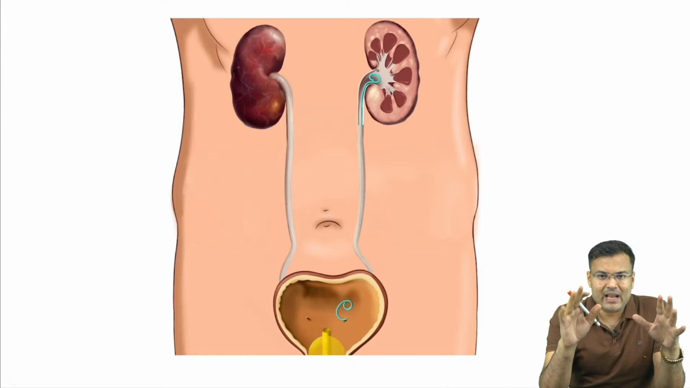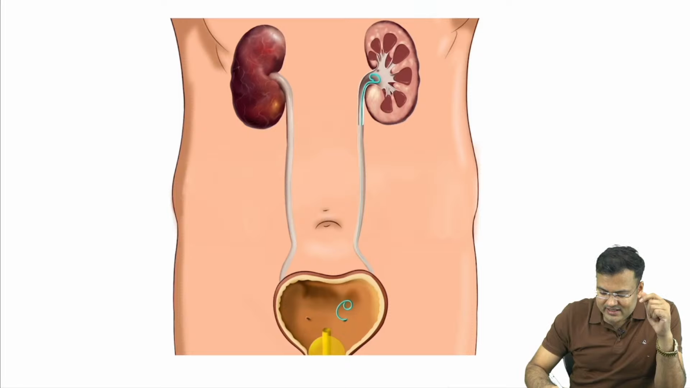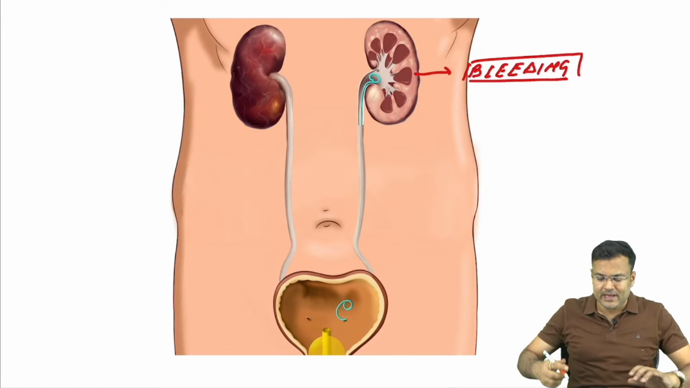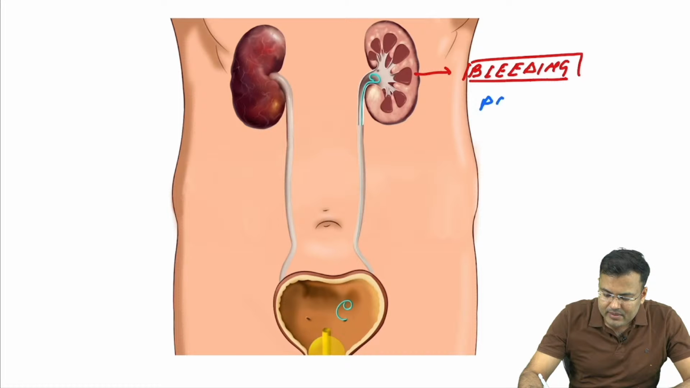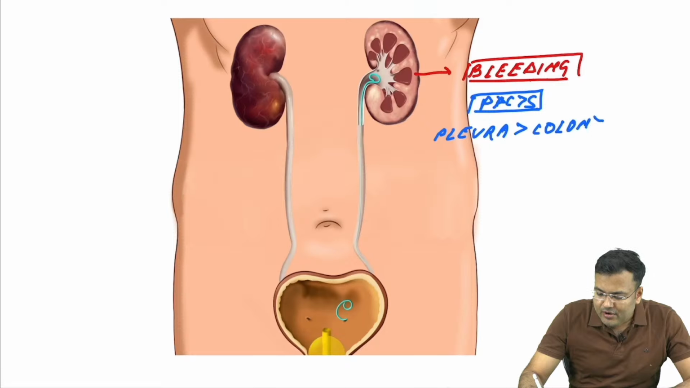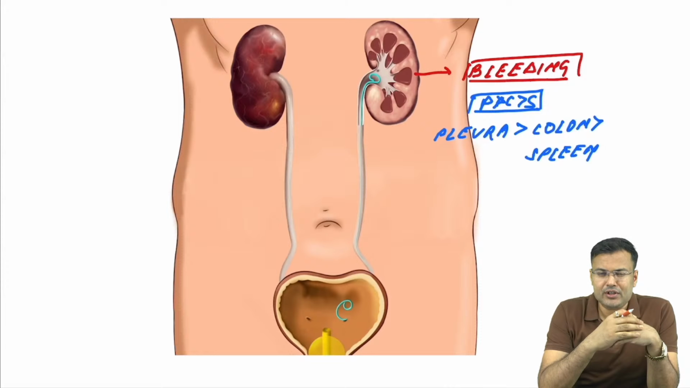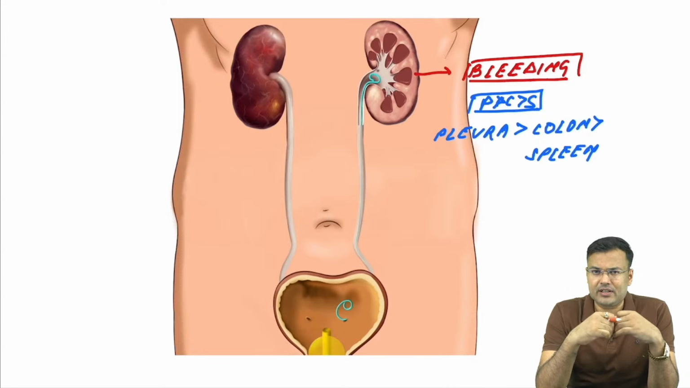Kidney is a relatively hypervascular organ. So since the kidney is a relatively hypervascular organ, the most common complication is bleeding. After that, see the relation with kidney. There is pleura, colon, spleen. So most commonly injured organ, how to remember? Mnemonic is PCS. The most common organ injured is pleura, followed by colon, followed by spleen. Okay. Next question. Usually for 85% of kidney stones, we are going for ESWL.